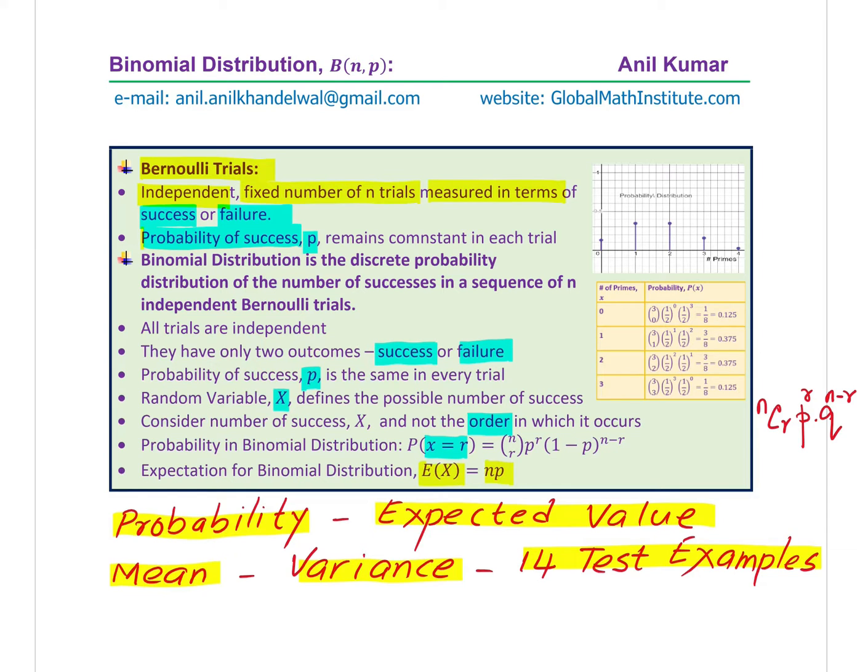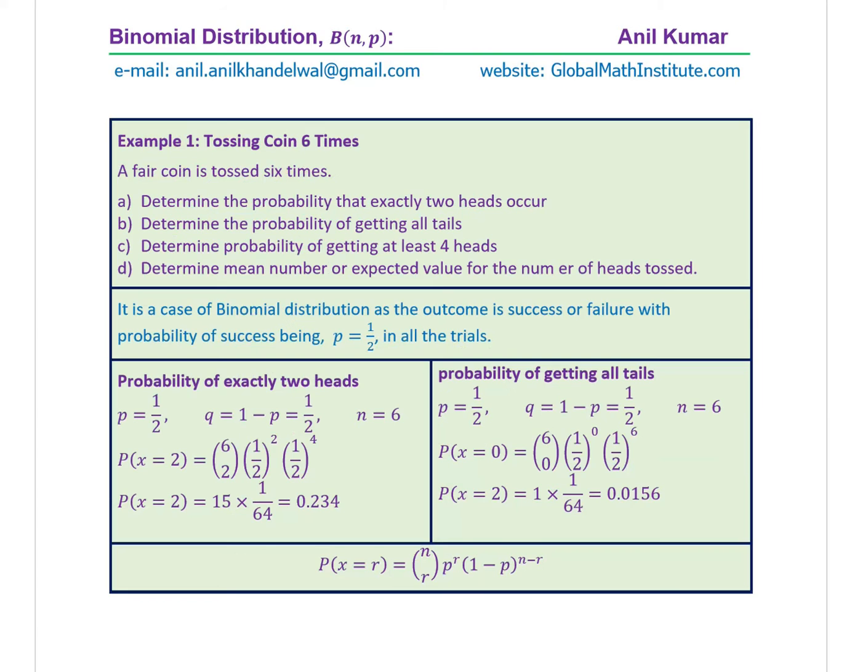In this video, we'll take up 14 examples based on probability and expected value. We'll also consider mean and variance, and all these examples have been discussed in detail. So let's begin with the very first one, which is tossing a coin 6 times. A fair coin is tossed 6 times. Determine the probability that exactly two heads occur.